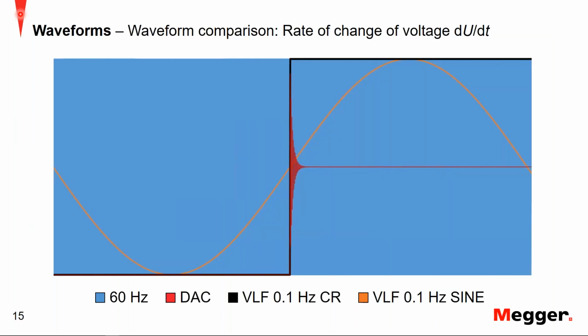Here we have several different waveforms overlaid. In blue, we have our 60 hertz. In the orange, we have our VLF sine wave, a full period. So then you have 600 cycles on your 60 hertz. And then we have our damped AC in red. You can see the decaying wave shape. And then in black, we have our cosine rectangular. From this view, you can't really gain a lot, so let's take a look a little further in.